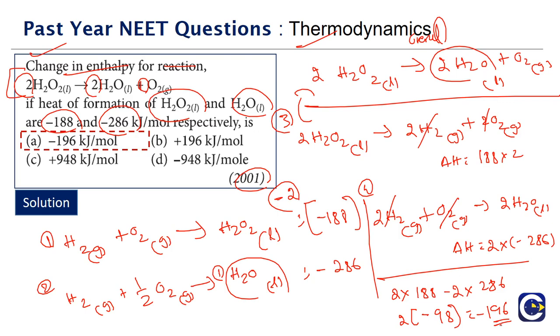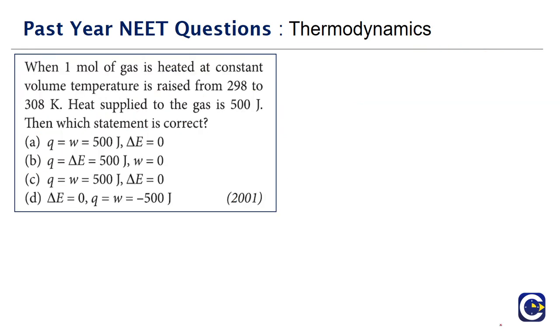And the two principles that you have to keep in mind. If you reverse the reaction, the enthalpy change of the modified equation will be what? Negative of the enthalpy change of the original equation. If you multiply an equation by a factor, then the enthalpy change also will be what? Enthalpy change of the modified equation will be the same factor times the enthalpy change of the original equation. Okay, so let's move on to the next question.